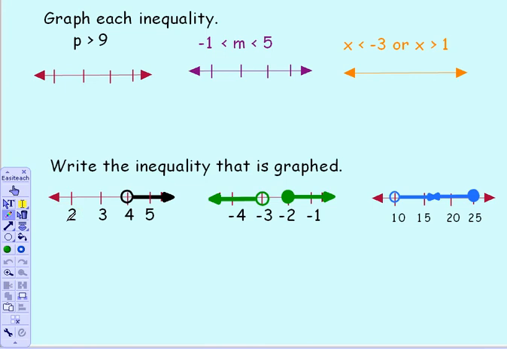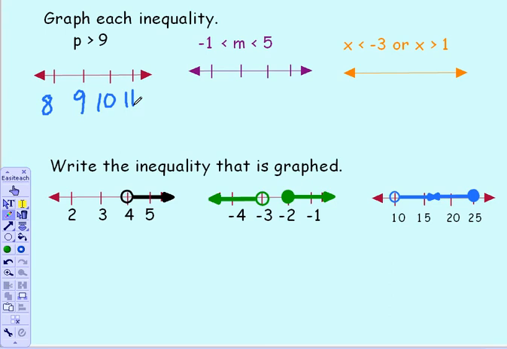The first one is p is greater than 9. So that means we need to have a 9 on our graph. And you can pick any of these points. Maybe I picked this one to be the 9. Also put a few other numbers on the graph. Remember, all number lines go from least to greatest, left to right.